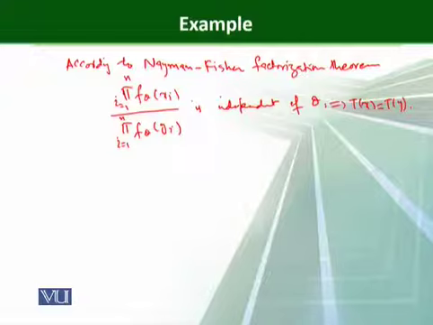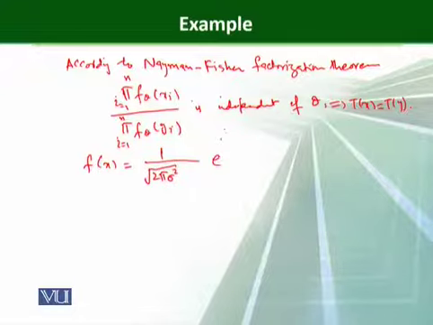So we know that the density of the normal distribution, that is f(x), is 1 over the square root of 2 pi sigma square, into e raised to the power minus (x minus mu) whole square over 2 sigma square, and we know that it is defined from minus infinity to plus infinity.